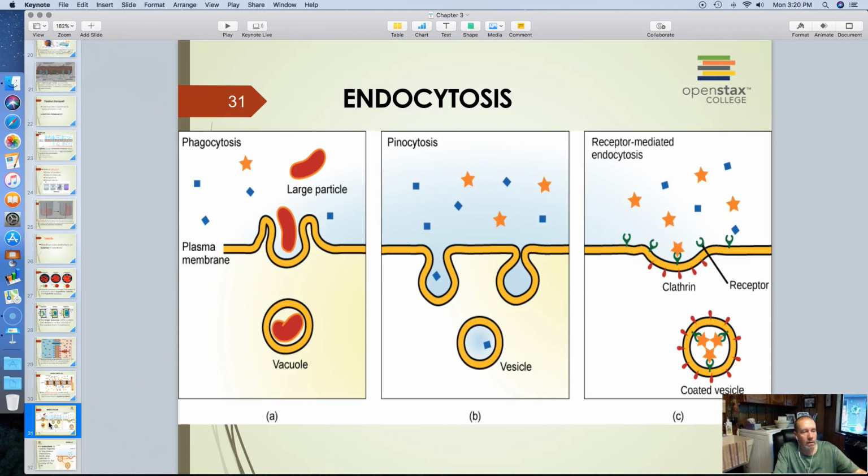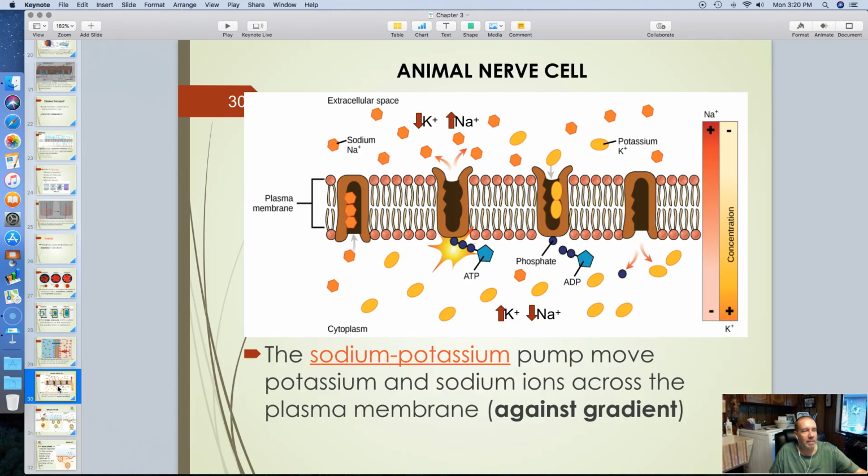So that figure that we were just looking at is figure 3.25 on my page 88, I guess. And so again, it talks about how these pumps work to move these molecules against their concentration gradients to, again, maintain balance in our bodies.